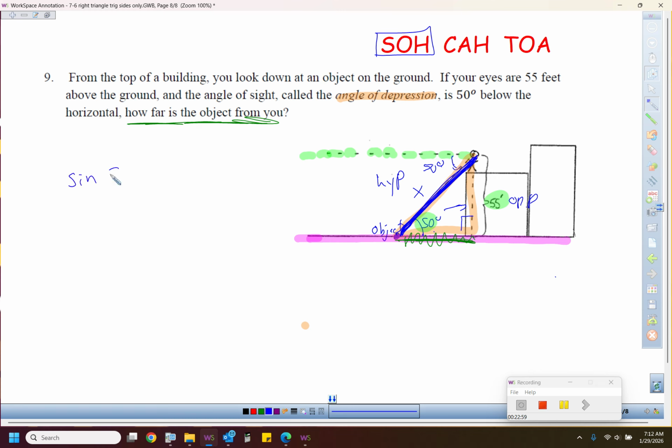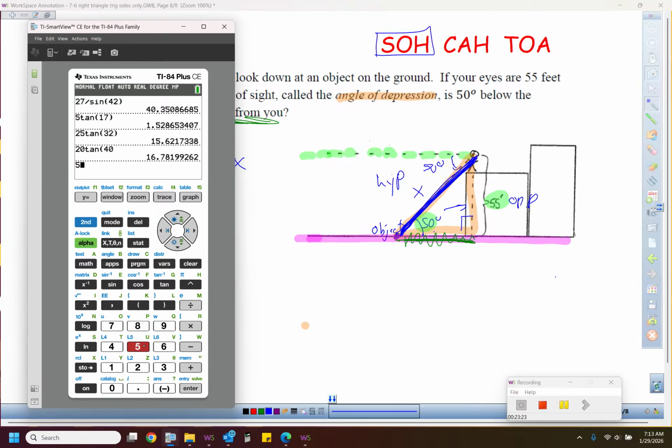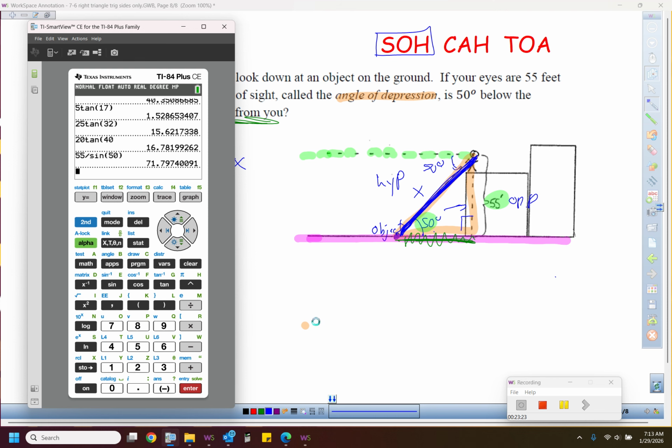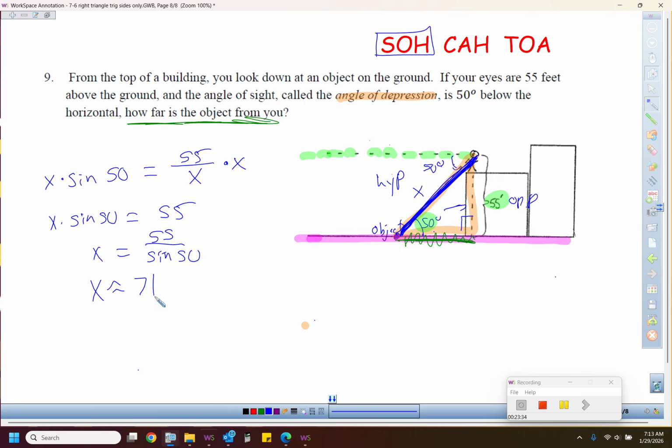So the sine of 50 will equal opposite over hypotenuse. X is downstairs, so we'll get rid of him. And I'll have x times sine of 50 equals 55. And then to solve, I will divide by the sine of 50. And we will punch that in. 55 divided by the sine of 50, about 71.8 feet. X is about 71.8 feet, which does make sense. It should have been longer than 55. Remember, the hypotenuse is the longest side.